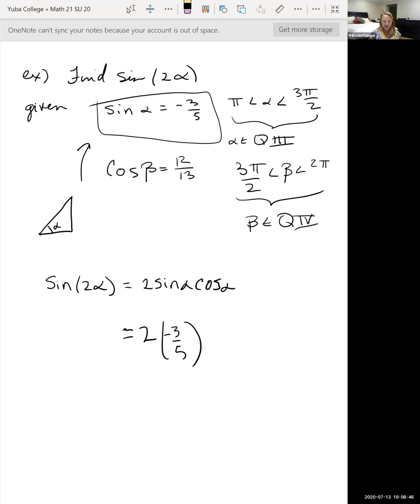Alpha, so sine is opposite. So this would be 3, hypotenuse is 5. So this one right here, kind of a shortcut: look at your hypotenuse squared, 25, minus your leg squared, 3 squared is 9. So this is the square root of 16, which is 4.